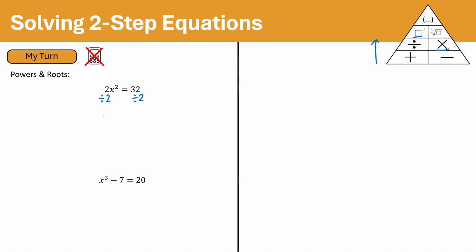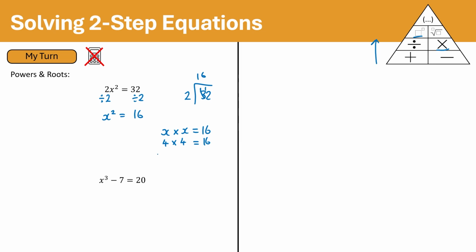On the left, that'll leave me with x squared. And on the right, I'll do 32 divided by 2. Well, 2 goes into 3 once with 1 left over. 2 goes into 12 6 times. So that leaves me with 16. Now in this case, x squared is equal to 16. And what that means is some number x multiplied by itself is equal to 16. And you might be able to spot that that number is 4. 4 multiplied by 4 is 16.